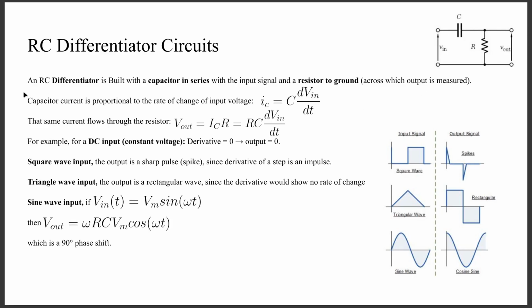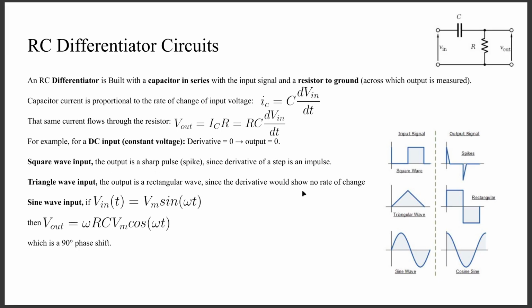RC differentiator circuits. An RC differentiator is built with a capacitor in series with the input signal and a resistor to ground. The capacitor current is proportional to the rate of change of input voltage, IC equals C dVin over dt. The same current flows through the resistor, so Vout equals ICR, which equals RC dVin over dt. For example, for a DC input of constant voltage, the derivative would equal 0. Therefore, the output is 0.